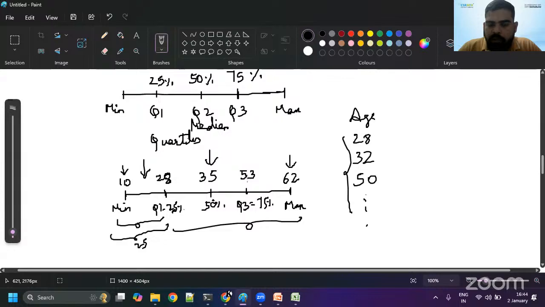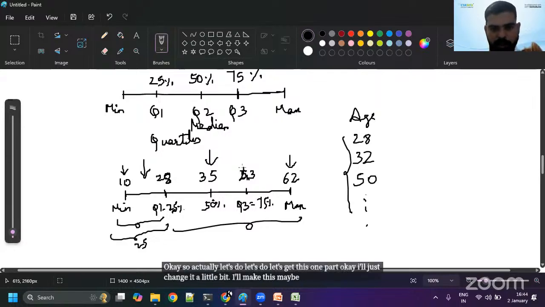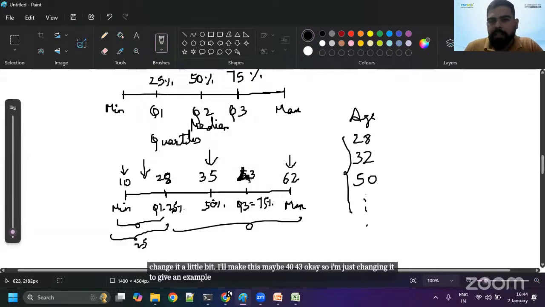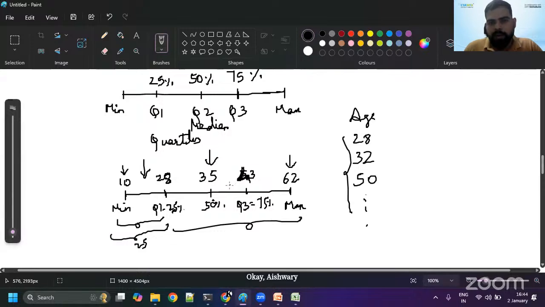Okay. So actually, let's get this one part. I'll just change it a little bit. I'll make this maybe 40, 43. So I'm just changing it to give an example. Instead of 53, 43. Okay, Aishwarya, just give me a minute, okay? I'll probably unmute you. 1 minute.